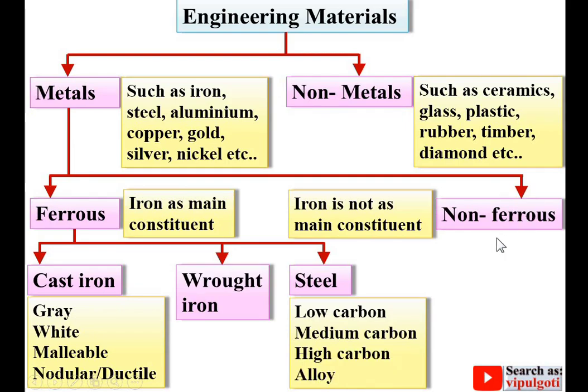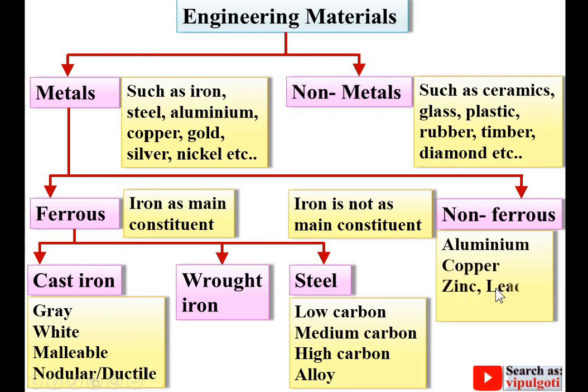In the case of non-ferrous metals, we can say aluminium, copper, zinc, lead, tin, gold, etc. So this is the broad classification of the different engineering materials. Let's start in detail about the different engineering materials. Let's start with the metals and then we will discuss the non-metals.